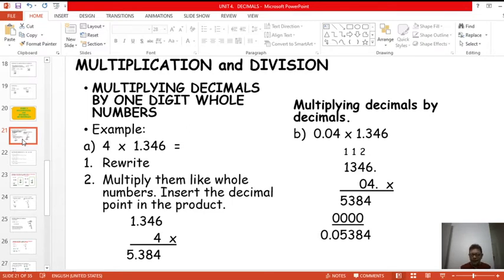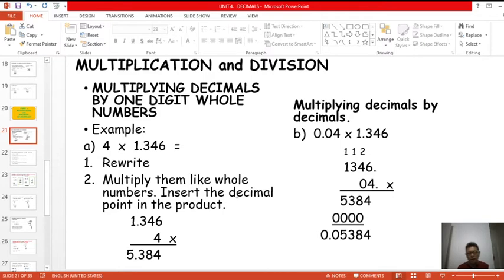So look at this. What are the things that you gotta do? The second step, after rewriting, you have to multiply them like whole numbers, and only at the end of the product do you insert the decimal point for your answer, so that you won't be confused.